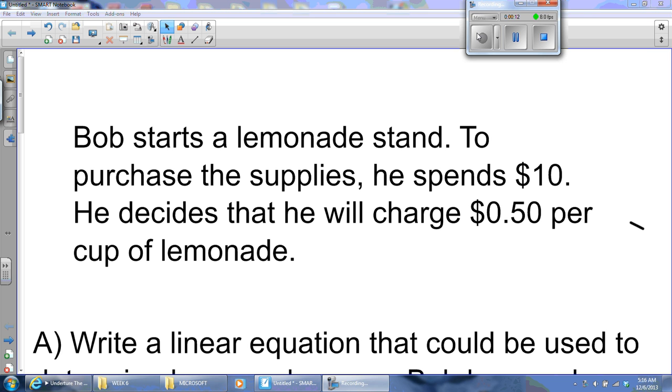All right, we've got a story problem here about Bob, who starts a lemonade stand. To purchase the supplies, he spends $10. He decides that he will charge 50 cents per cup of lemonade.